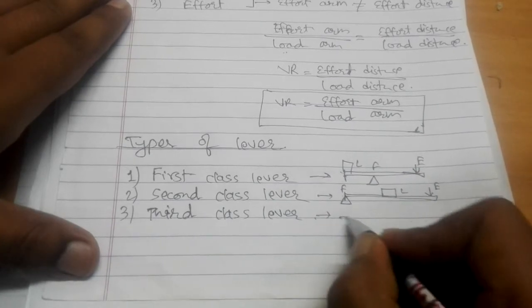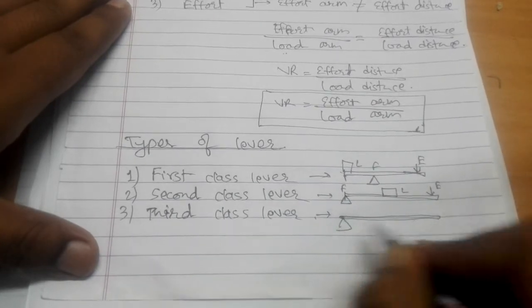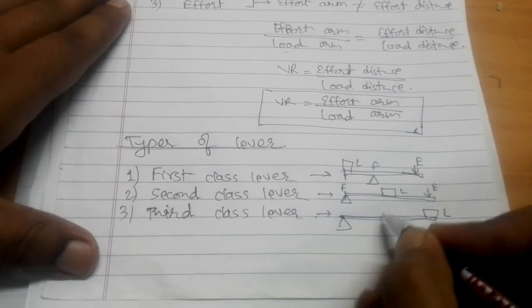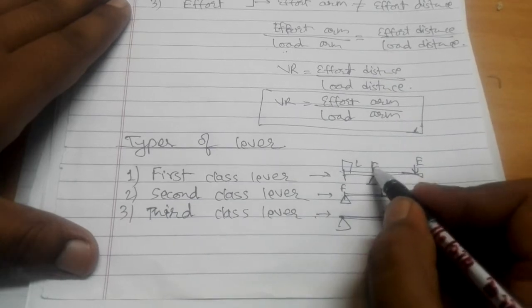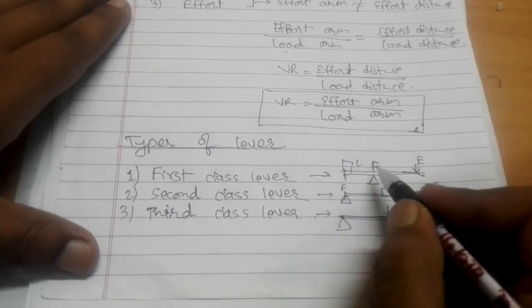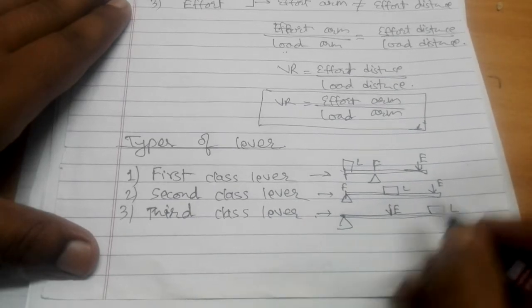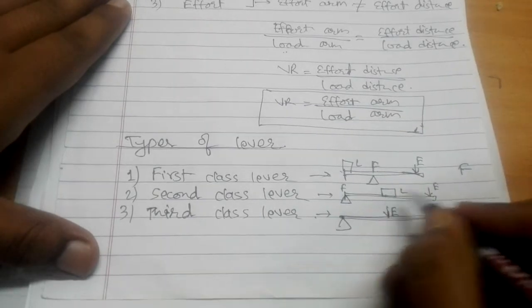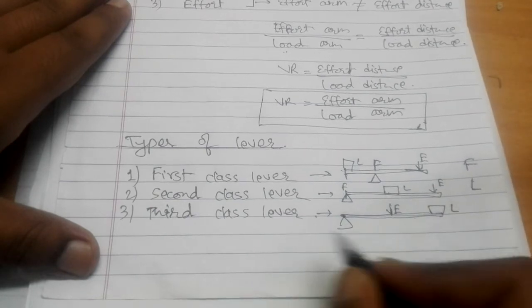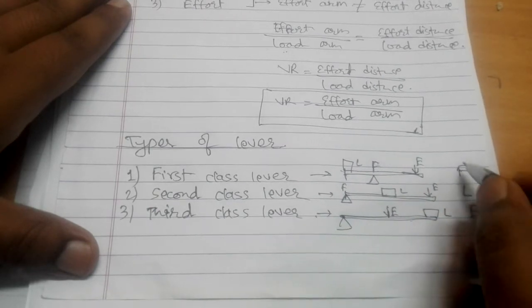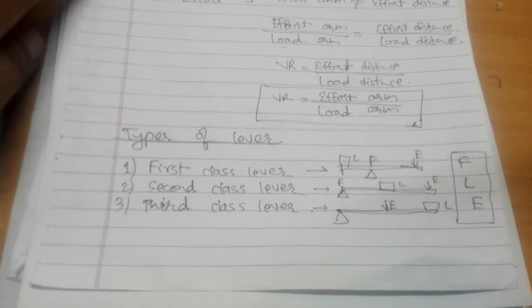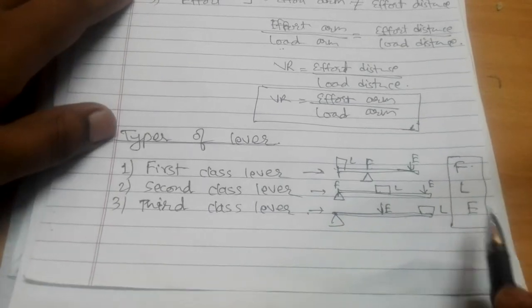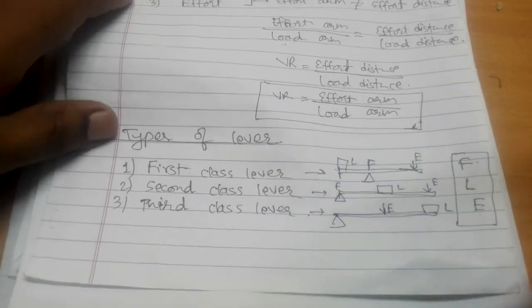And in third class lever, fulcrum is at one side and load is at the other side, and effort is applied in the middle. So this forms a memorizing factor. First class lever has fulcrum in the middle, second class lever has load in the middle, and third class has effort in the middle. Remember this, memorize it. FLE, flee, FLE, flee. F for fulcrum, L for load, E for effort. Now let's go into detail about first class lever.